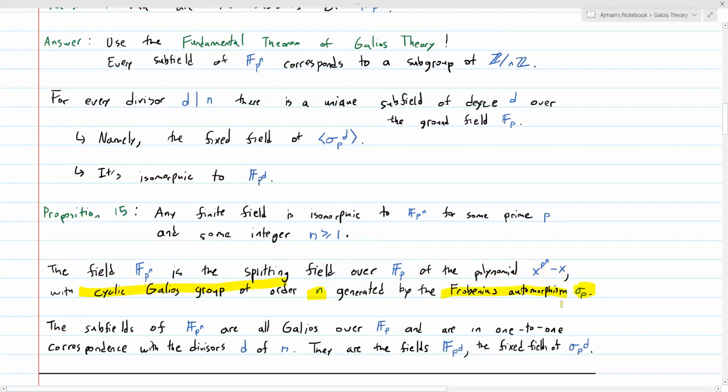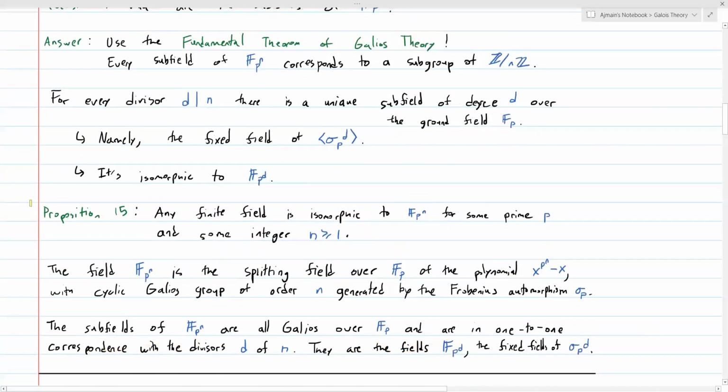Frobenius automorphism sigma_p. Finally, the subfields of this finite field of order p to the n are all Galois over the prime subfield F_p, and are in one-to-one correspondence with the divisors d of n. They are the fields F_p^d, isomorphic to the unique field of order p to the d. They're the fixed fields of the dth iterate of the Frobenius automorphism.